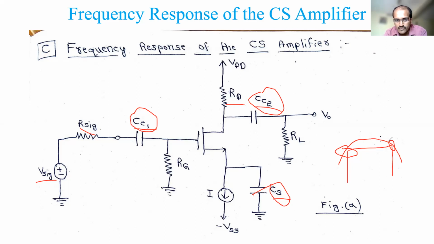This discussion is continuing for 3 or 4 sessions. For all these sessions, I am taking the common source as the major one. I am not considering common gate or common drain, because common source is the amplifier used in most applications. This is the basis circuit I will consider, and based on that I will do the model and the extraction. I hope this picture is clear to you.